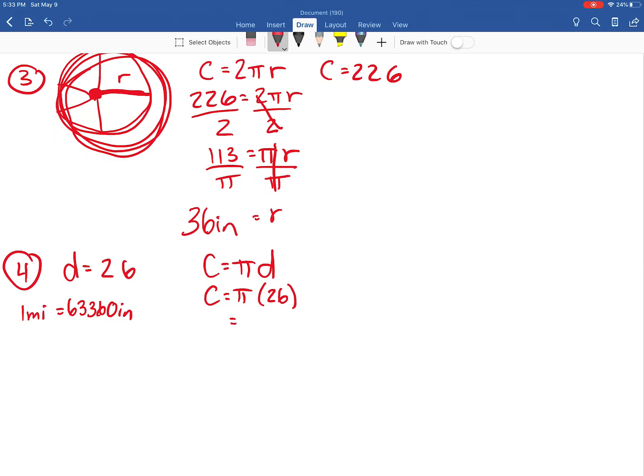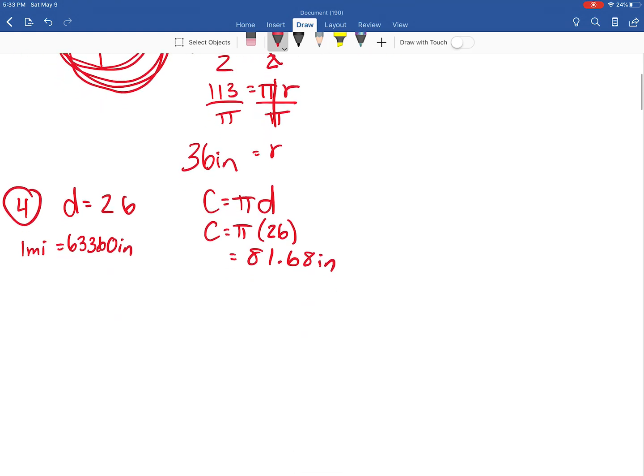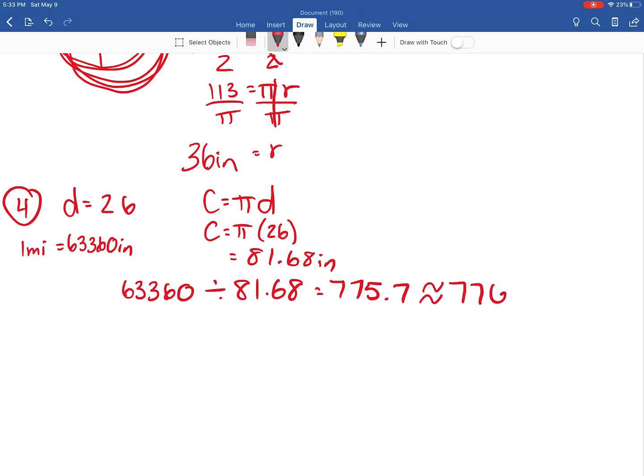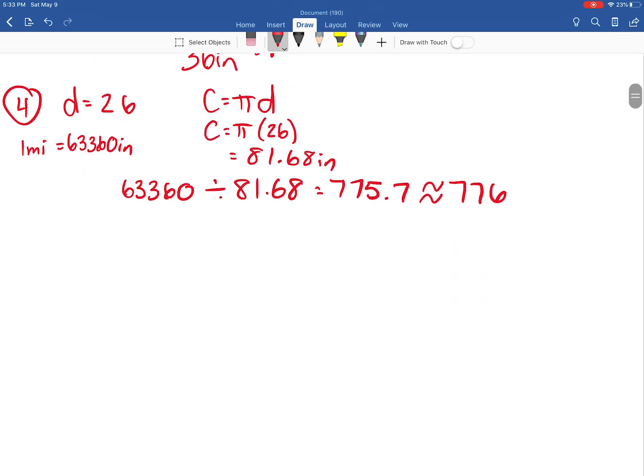So let's solve for our circumference first. Pi times 26 gives me a circumference of 81.68. Well, that would be in inches, and I want to know how many rotations it will make in a mile. So I'm going to take that 63,360 and divide it by one of my rotations to find out how many rotations I'll go in that entire mile. And that is 775.7, which is about 776 rotations.